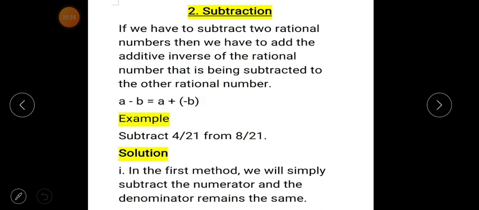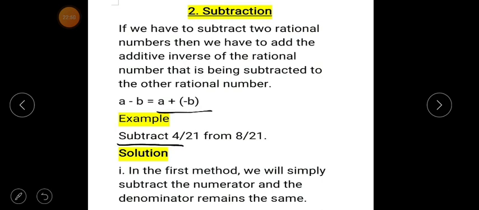Subtraction. The next property is subtraction. If we have to subtract two rational numbers, then we have to add the additive inverse of the rational number to the other rational number. A minus b is equal to a plus minus b.